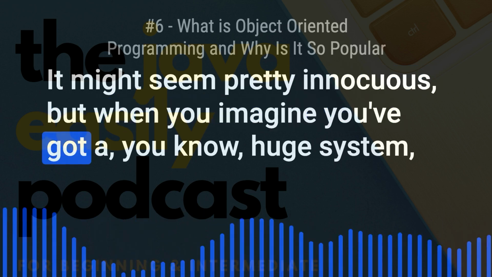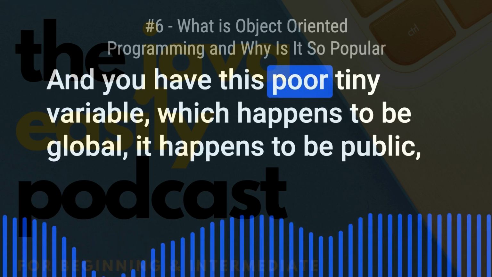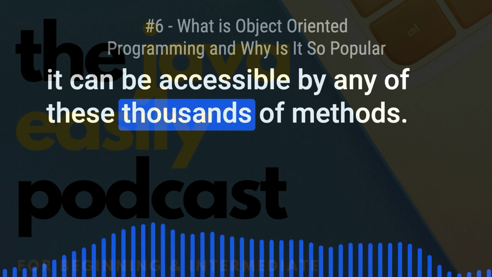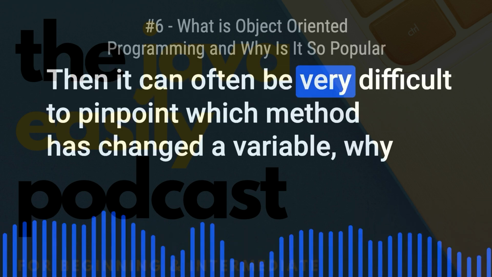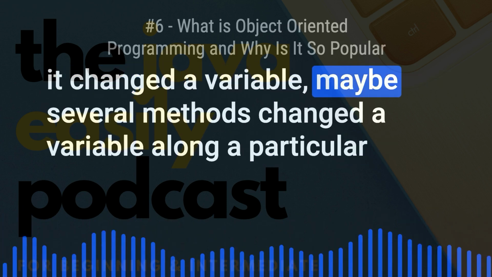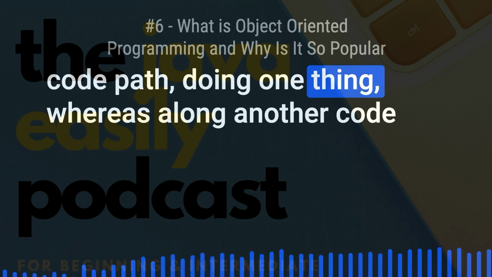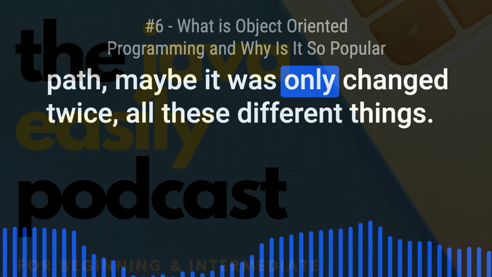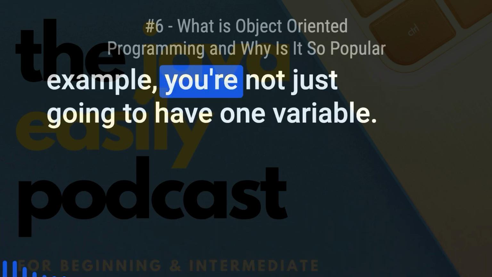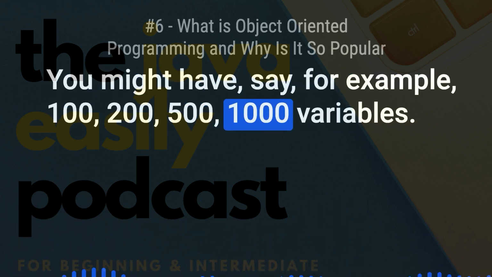But when you imagine you've got a huge system, maybe with thousands of these different methods, and you have this poor tiny variable which happens to be global, it happens to be public, it can be accessible by any of these thousands of methods, then it can often be very difficult to pinpoint which method has changed a variable, why it changed a variable. Maybe several methods changed a variable along a particular code path, doing one thing, whereas along another code path, maybe it was only changed twice, all these different things. And also, don't forget as well, in a large system, you're not just going to have one variable. You might have, say, for example, 100, 200, 500, 1,000 variables.